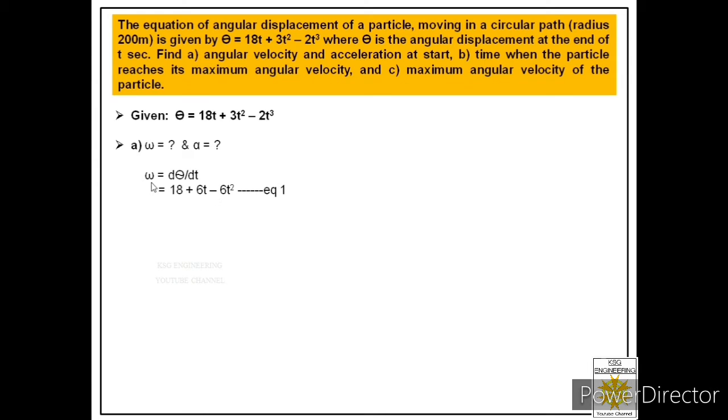Now we have to find the value of angular velocity at start. That means we put the value of t equal to 0 in this equation, and we get our first answer as 18 radian per second.